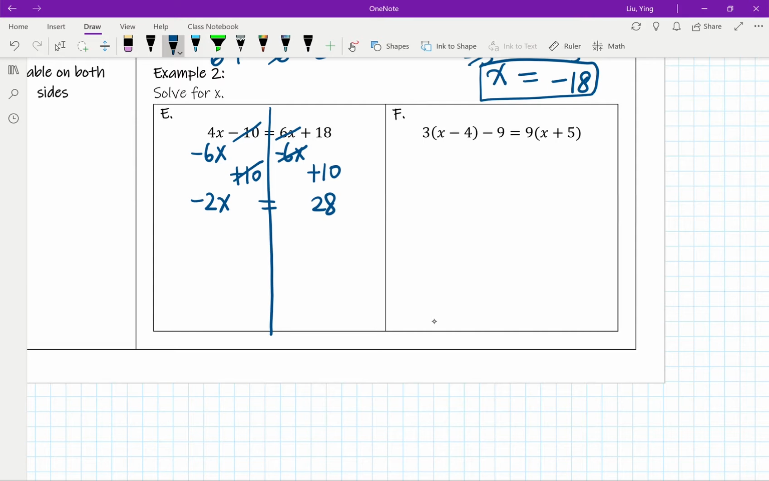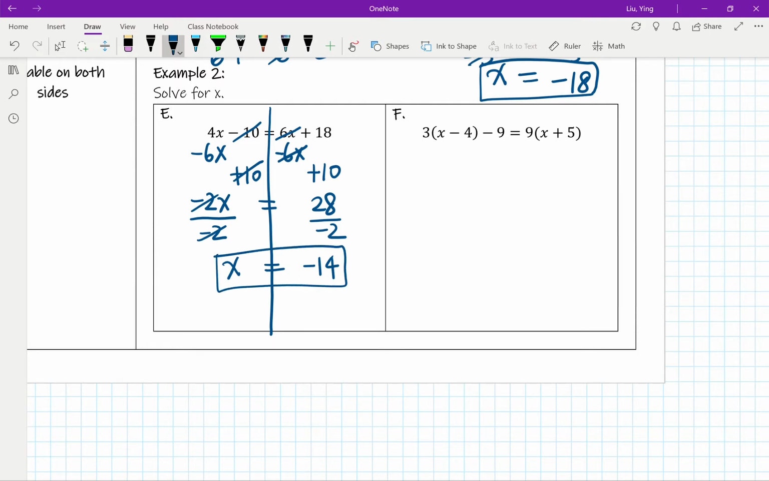And then we can undo the negative times negative 2. So we'll divide by negative 2 on both sides. So on the left-hand side, we only have 1x left. And on the right-hand side, we'll have negative 14.